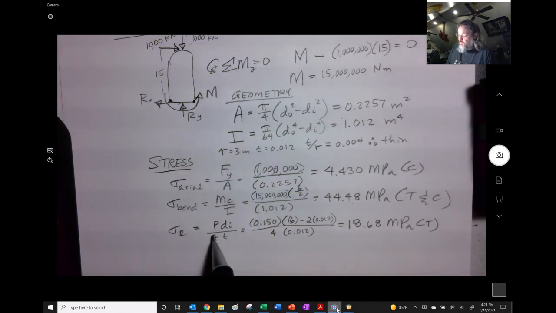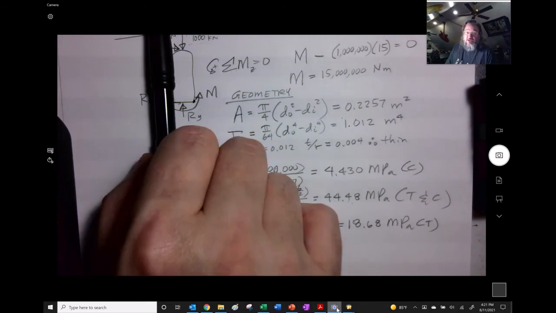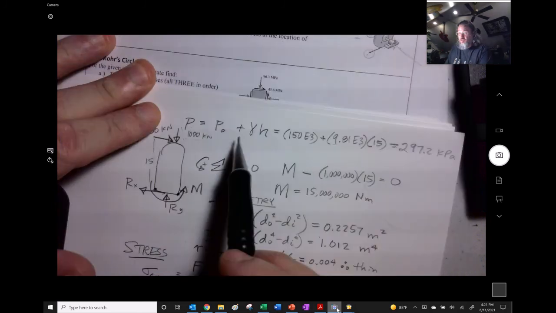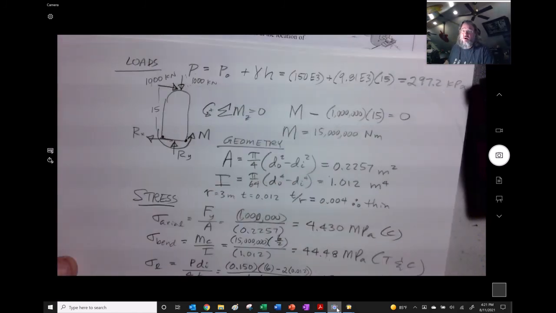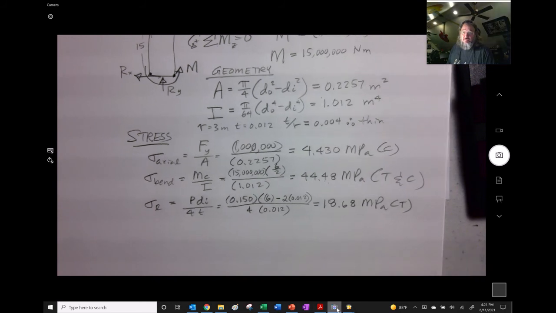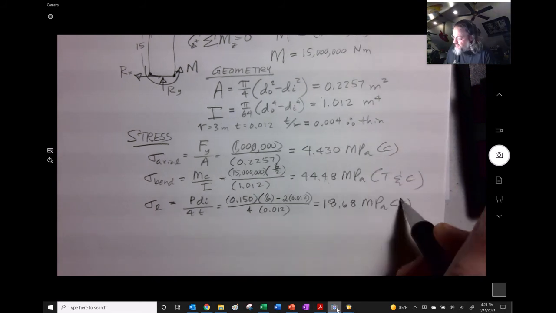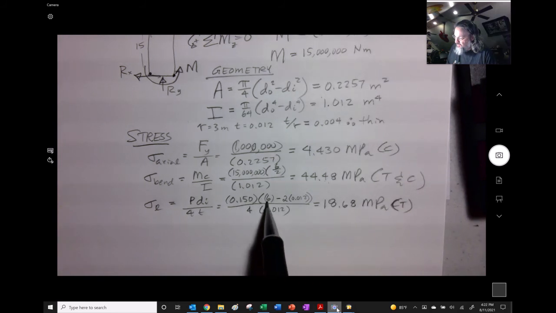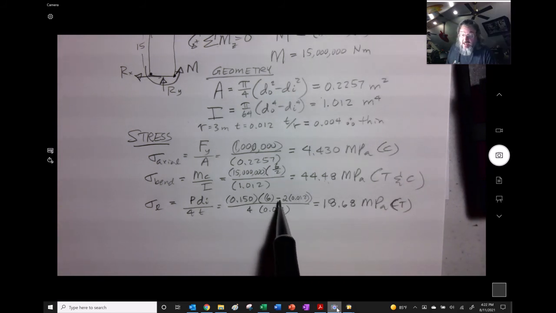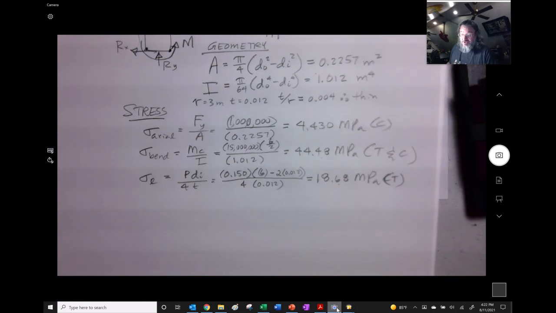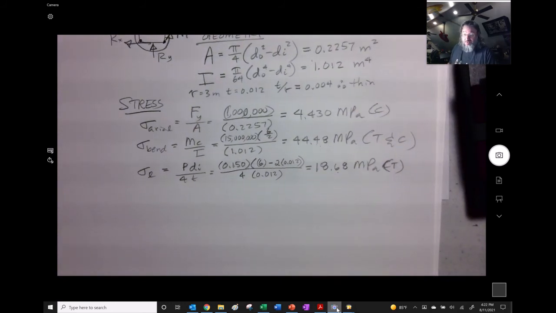And one thing I want to make sure is that we're using 0.15 because that's the pressure that's causing longitudinal. It's not this pressure up here. That pressure is going to cause hoop locally at the base of this tank, right? Got to be careful right there. That's a little weird. And if I just use the outside diameter right here instead, I get 18.75. So there's not that much. It's like a 0.2% error or thereabouts.